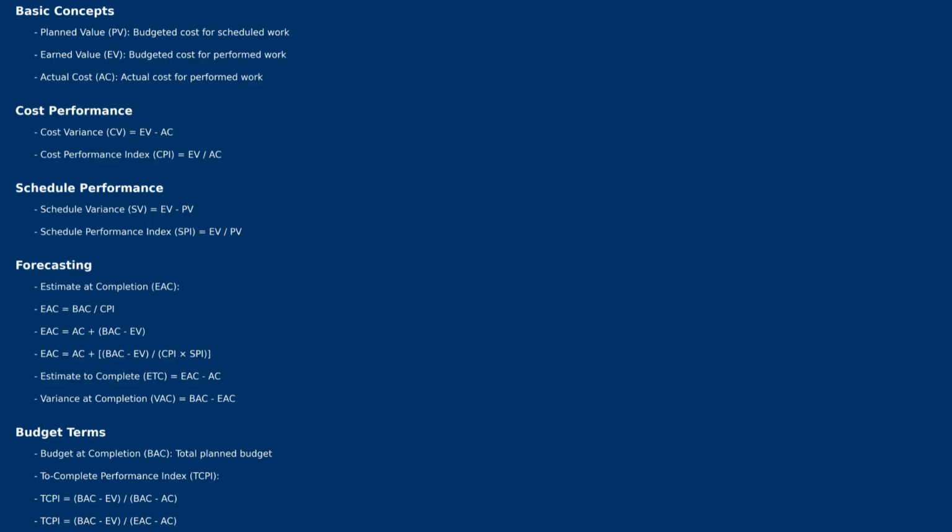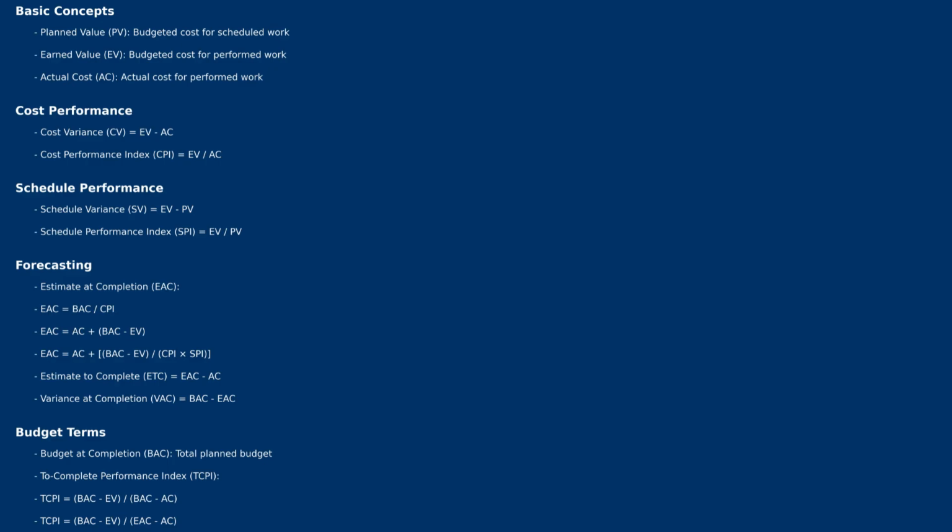This is going to calculate the actual cost till date, whatever expenditure we incurred till date for the work accomplished so far, plus the remaining budget, BAC minus EV, which is budget at completion minus earned value, which is nothing but the remaining budget. So we are adding the actual cost plus the remaining budget to arrive at the EAC. Another formula is actual cost plus (BAC minus EV) divided by (CPI into SPI). Actual cost plus budget at completion minus earned value, which is the remaining budget, divided by CPI into SPI.